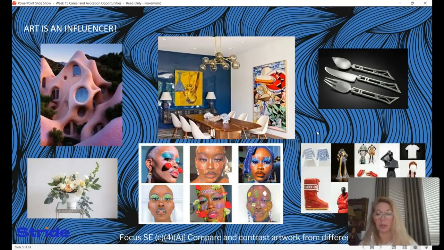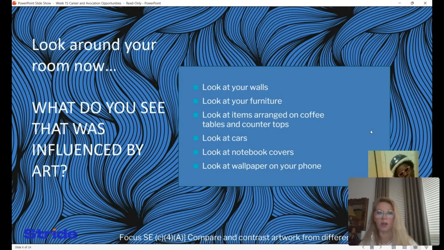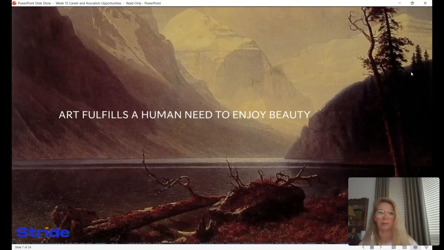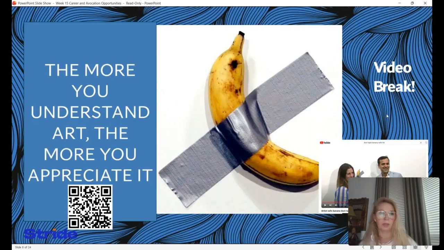So art is an influencer. Look at the artwork from some of these different movements and how it affects our everyday lives. So look at your walls, look at your furniture, look at items arranged on coffee tables and countertops, look at cars, notebook covers, look at the wallpaper on your phone. What do you see that was influenced by art? Just be observant and take a look around you. I think you'll find more things than you really have even noticed. Art fulfills a human need to enjoy beauty. The more you understand art, the more you appreciate it.